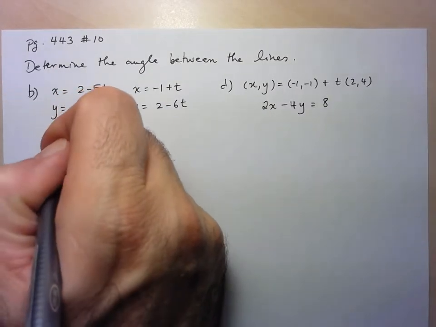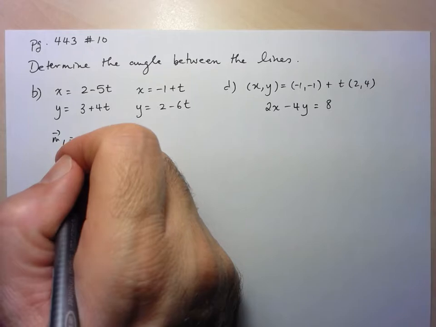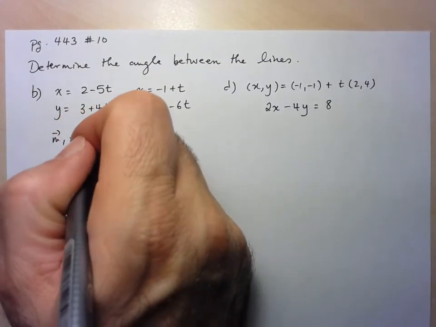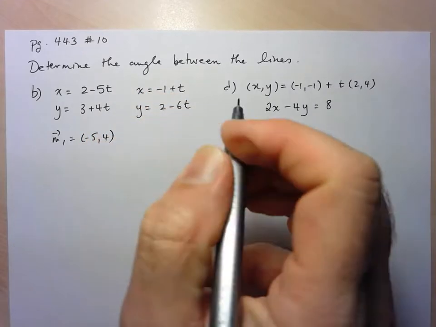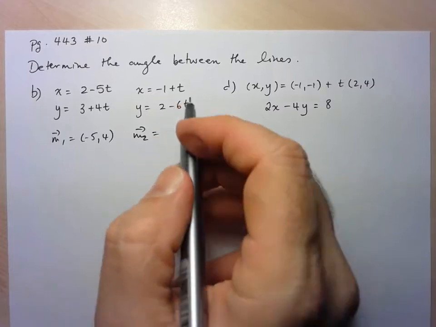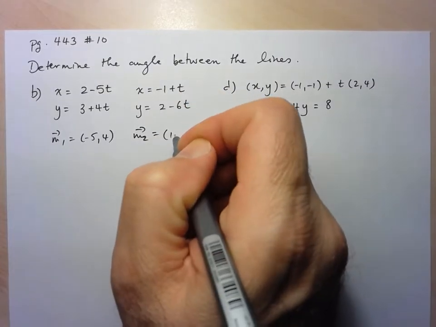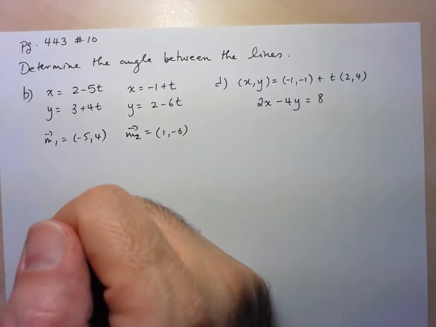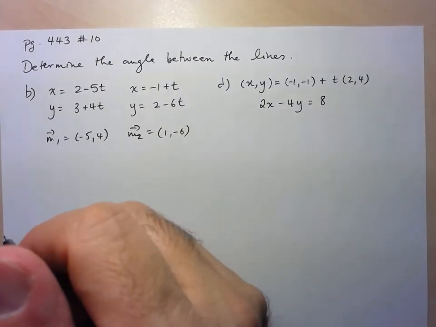For the first equation, the direction vector, you just look for the coefficients of t. So it's going to be negative 5, 4. And the direction vector for the second line is going to be 1, negative 6. We're not interested in the points, just those direction vectors, because they represent the direction of the line.